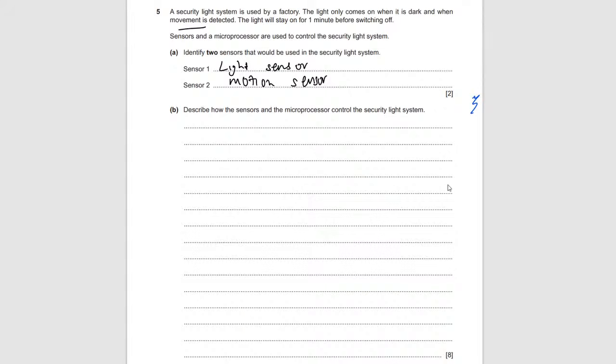Describe how the sensors and the microprocessor control the security light system. So before we write this, let's discuss this. Okay, let's discuss this question.